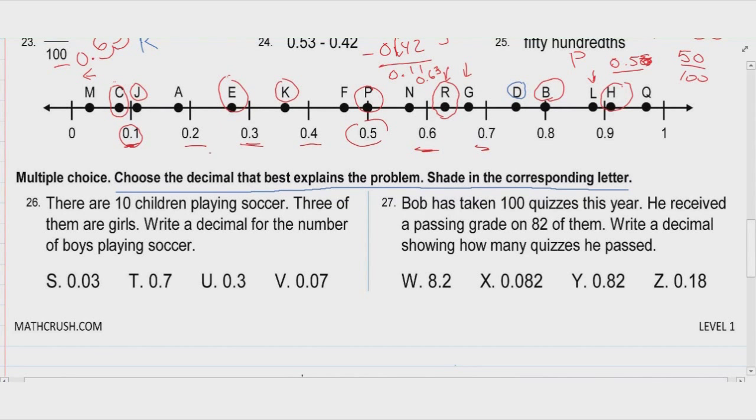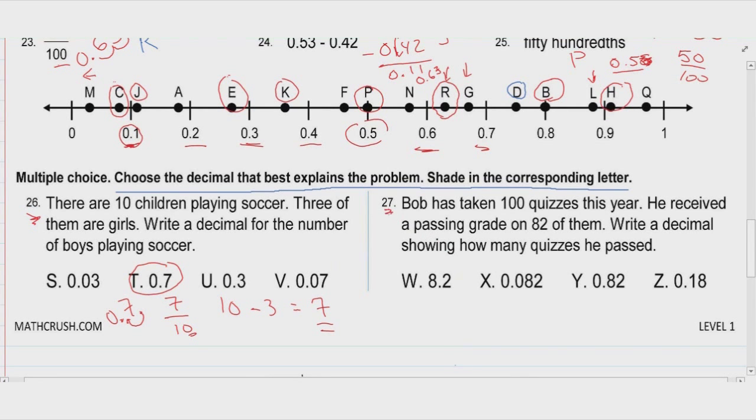Welcome back. We're looking at problem 26. 26 says, there are 10 children playing soccer. 3 of them are girls. Write a decimal for the number of boys playing soccer. Well, if there's 10 of them and 3 are girls, that means the other 7 must be boys. So that means 7 out of 10 are boys. And to change that to a decimal, we write 7. And since we have 1 0, the decimal is not in sight, so it must be on the right. And we just move it 1 space over. So it's right there. So we get 0.7. So it must be T.